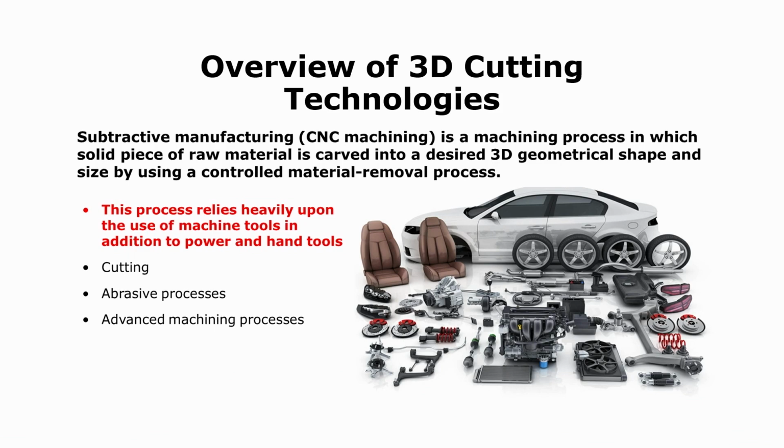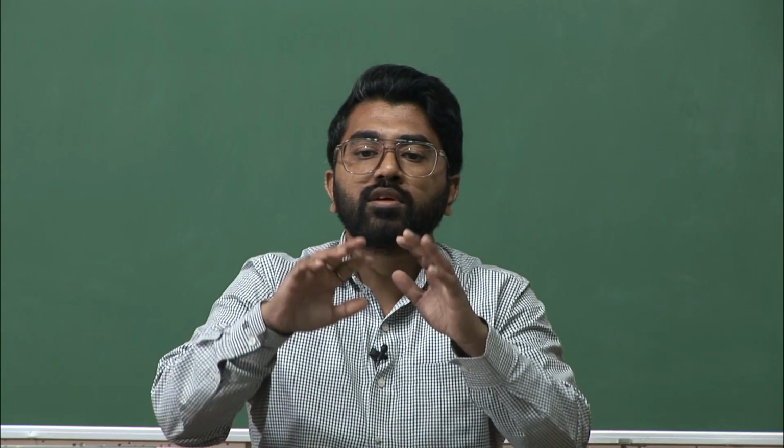Subtractive manufacturing is typically also known as CNC machining sometimes. It is not the most appropriate term, but CNC is kind of synonymous with subtractive manufacturing. It is a machining process in which a solid piece of raw material is carved into a desired 3D geometrical shape and size by using a controlled material removal process. This is the definition of a subtractive manufacturing technique. Controlled material removal is basically used to cut out material from a particular block of material, and within this cutout, you finally get the product.